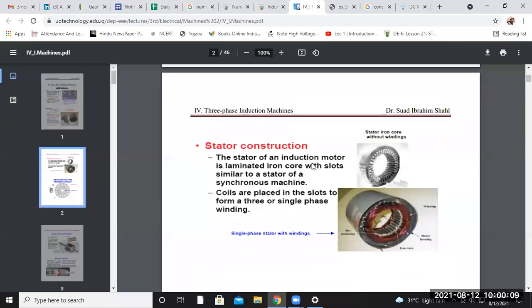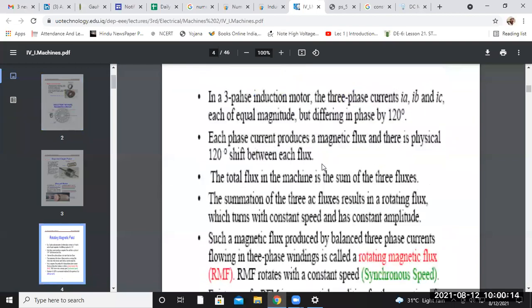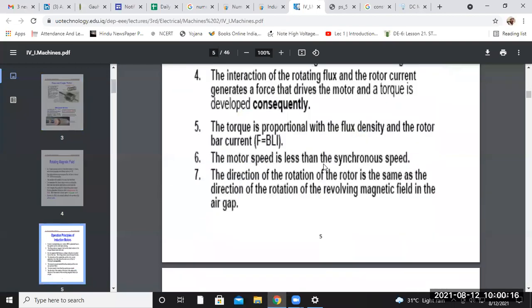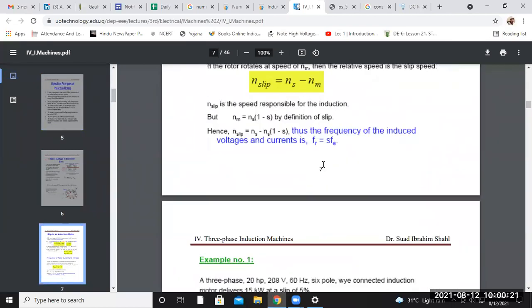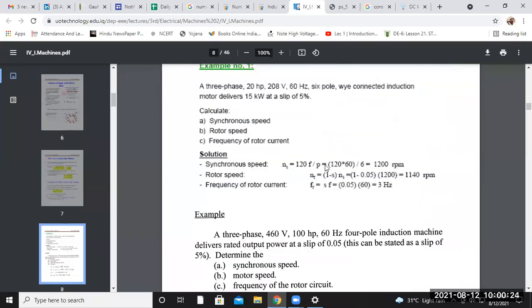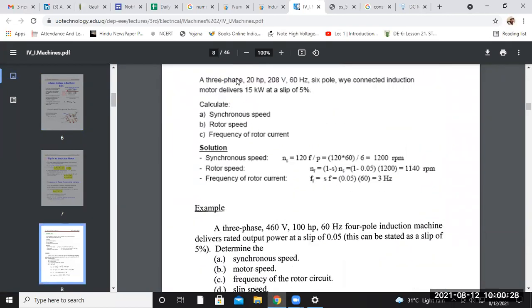So, in this way, we were discussing the induction machine's numericals. On that topic, we have already completed two simple numericals related to rotor frequency and synchronous speed. This was our first example, in which the rating of the machine is given, then the supply voltage, frequency, number of poles, connection, output power, and the slip value are given.